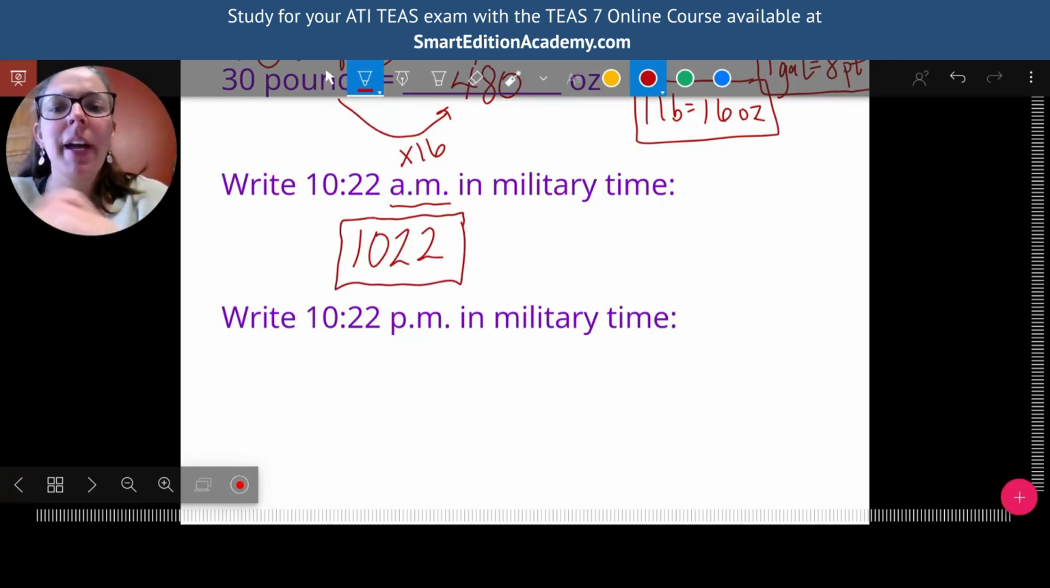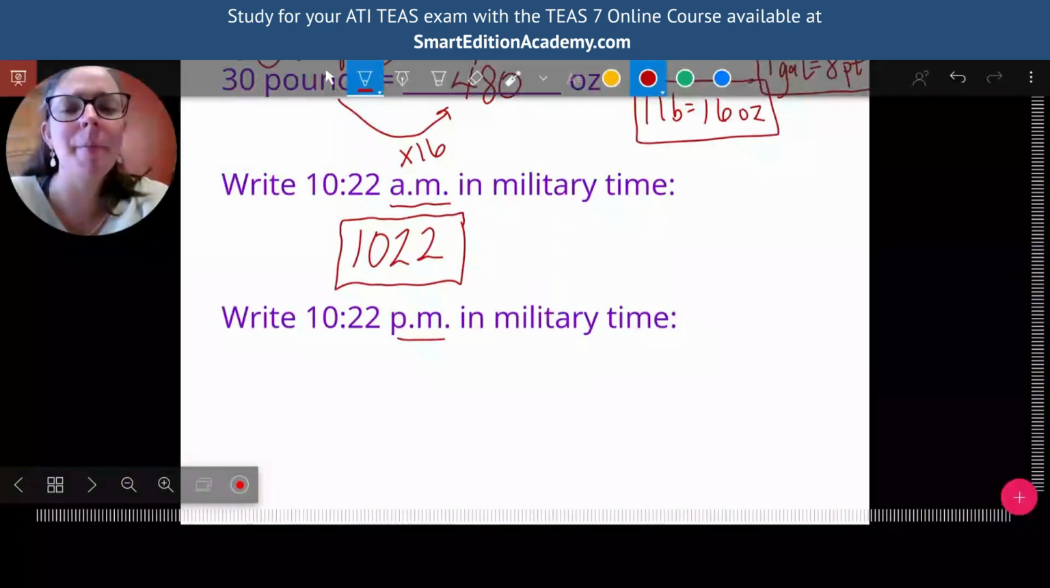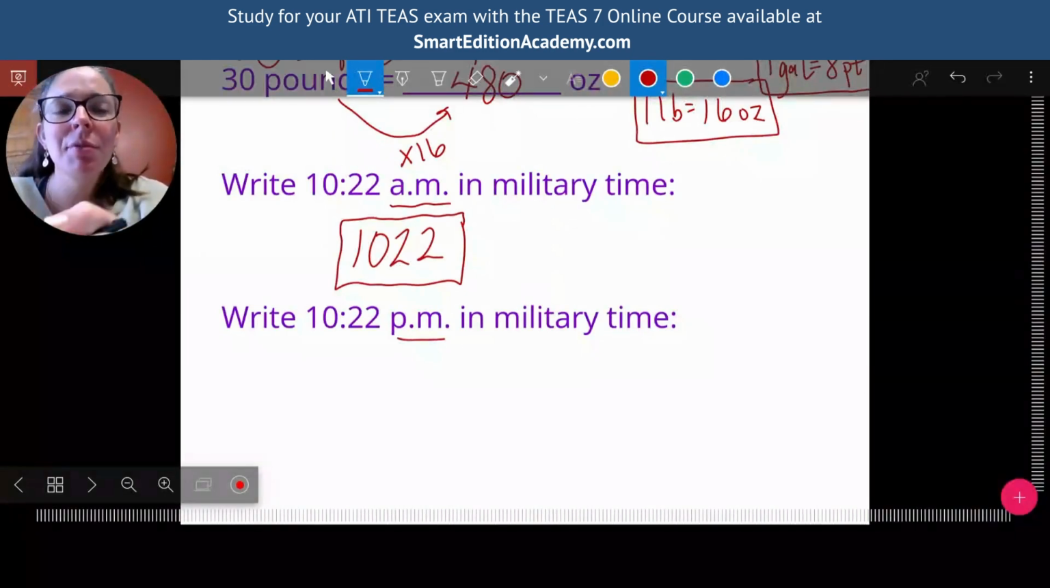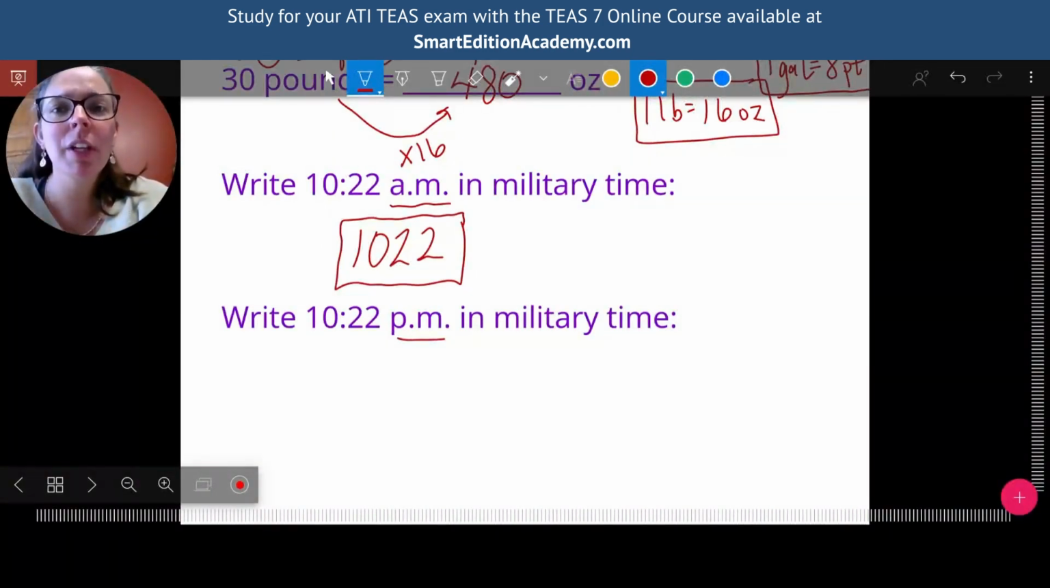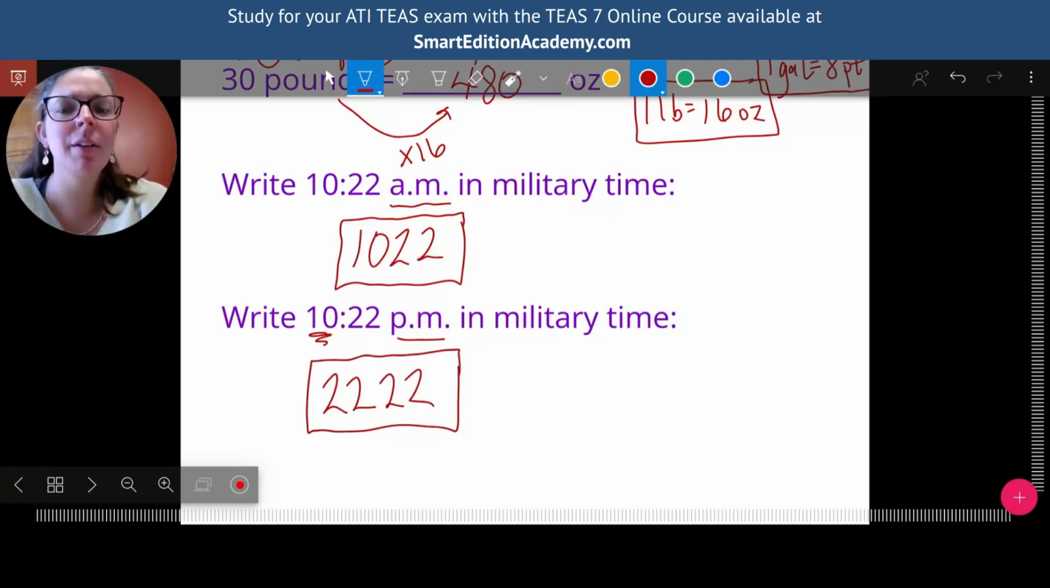But what would happen if I had 10:22 p.m.? p.m. is afternoon, okay? So after that 12 o'clock point, that's when we have to start adding 12 to our time, because this is 10:22 at night. So we have to add 12, so this would be 22:22. Converting to military time is definitely something that you need to know and that can possibly come up. So just want to feel comfortable with that.